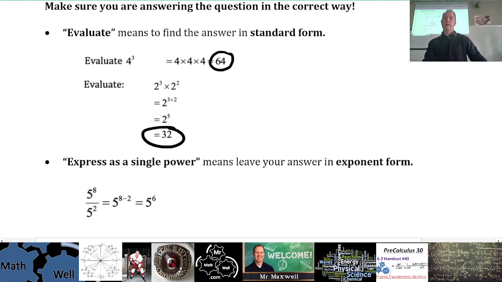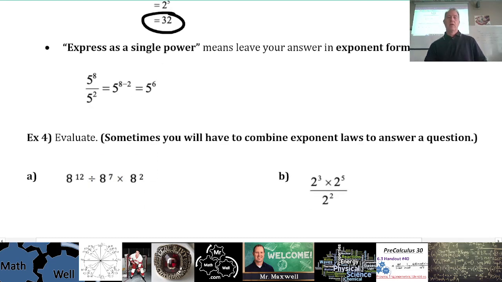Express as a single power means write it in exponent form. This is all the examples that we've been doing. This is the terminology we've been using. So exponent form or as a single power. Remember, this is a power with a base and an exponent. All right. Example 4. Evaluate.